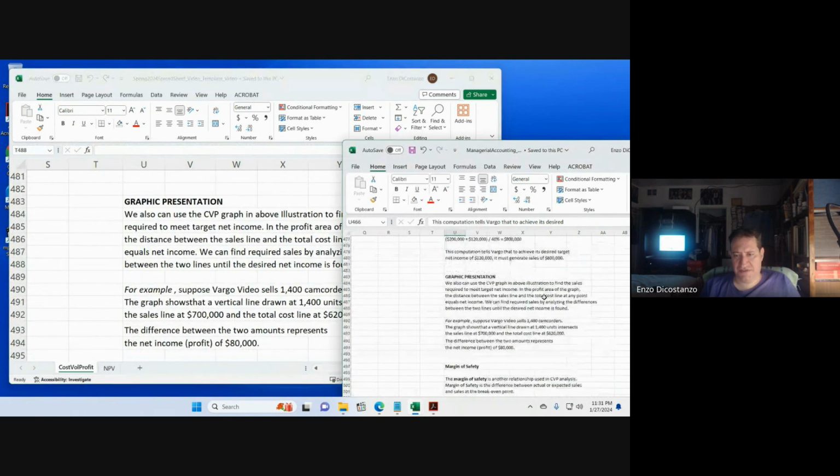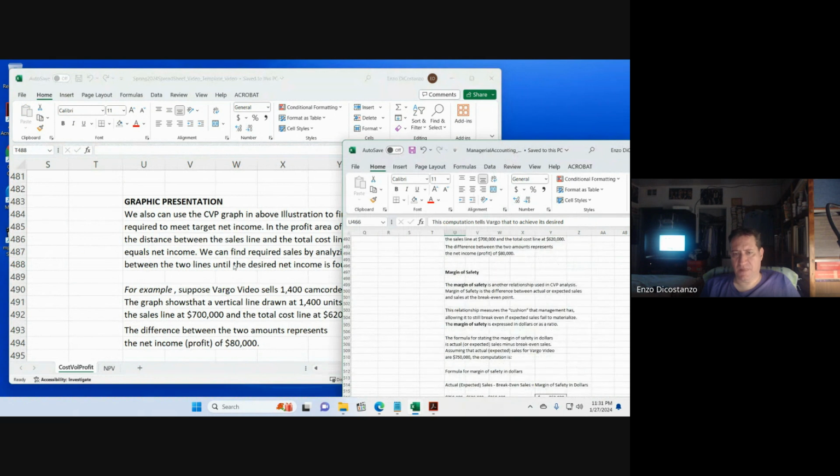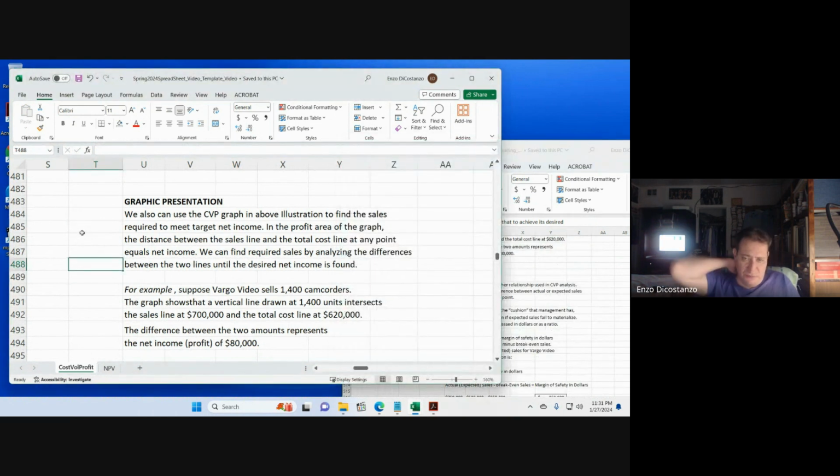And now we have a margin of safety question. Also, we graphed this. We just created, I think, a very detailed graph of this. That's what we did just previously, spent a few minutes working on.